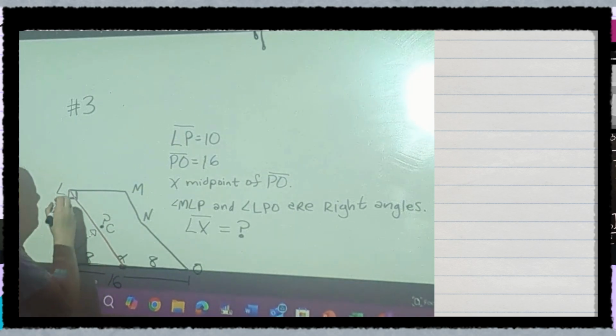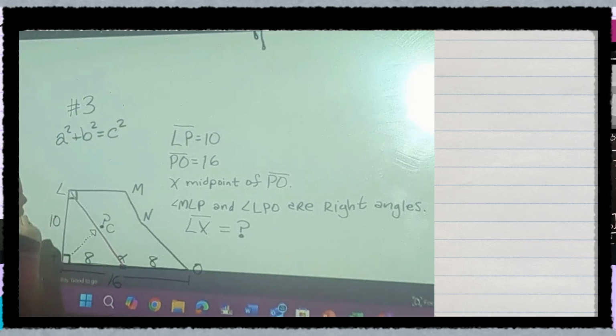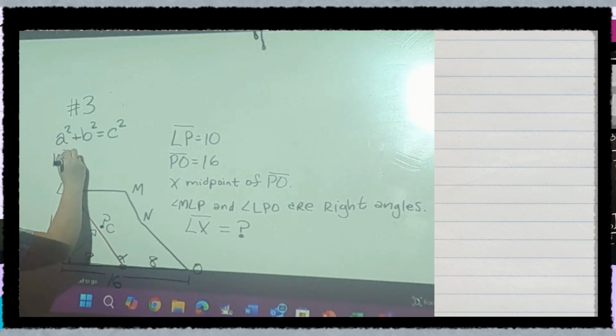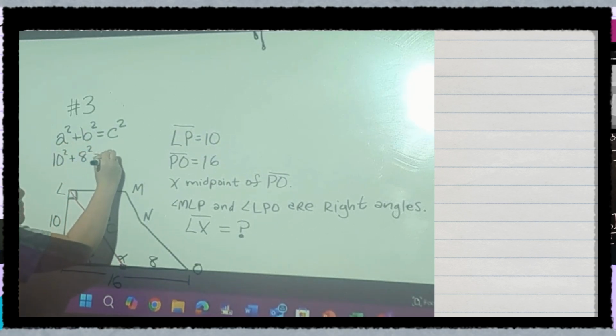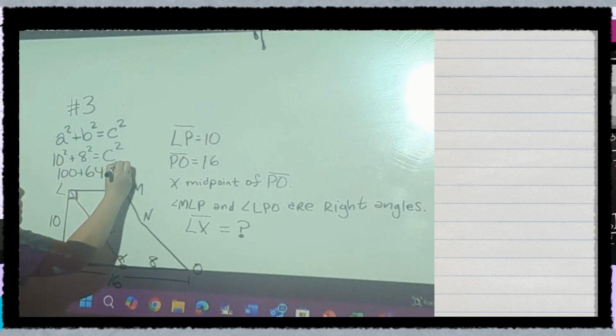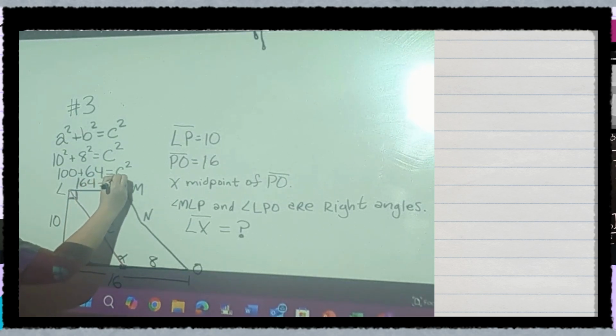And we are going to use the Pythagorean theorem, a squared plus b squared equals c squared. It doesn't matter which we call a and b. So I'm just going to say 10 squared plus 8 squared equals c squared. That's 100 plus 64 equals c squared. That's 164 equals c squared.